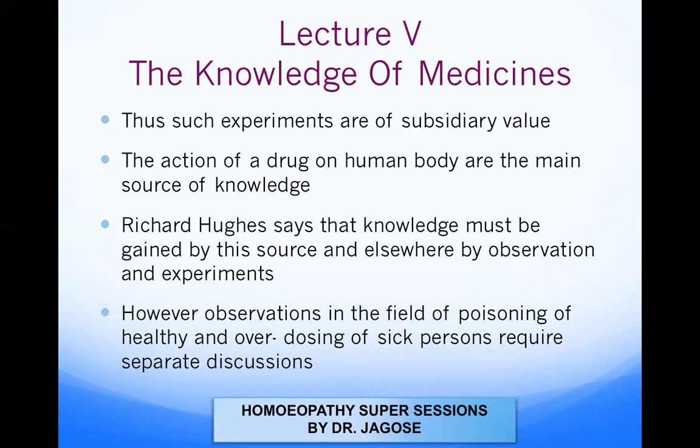Richard Hughes says the knowledge must be gained by this source, and elsewhere by observation and experiment. So he says that Richard Hughes was quite open-minded, and he said that you can not only prove it on healthy human beings, but by other sources also you can see the effects of the medicine, that is, on animals. However, observation in the field of poisoning of healthy persons and overdosing of sick persons requires separate discussion. So he says that observations related to poisonings and overdosing of a sick person will require separate discussion. He hasn't elaborated on this point at all.